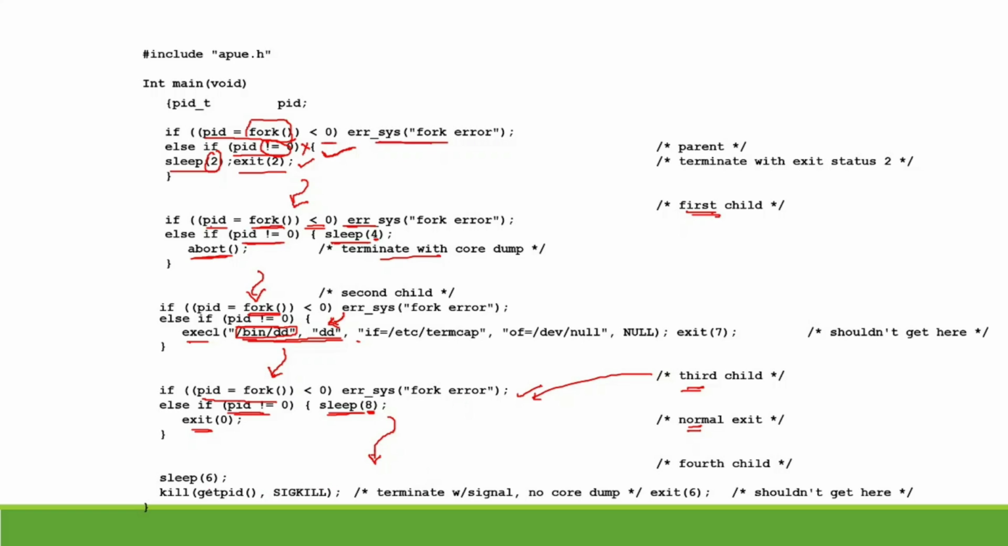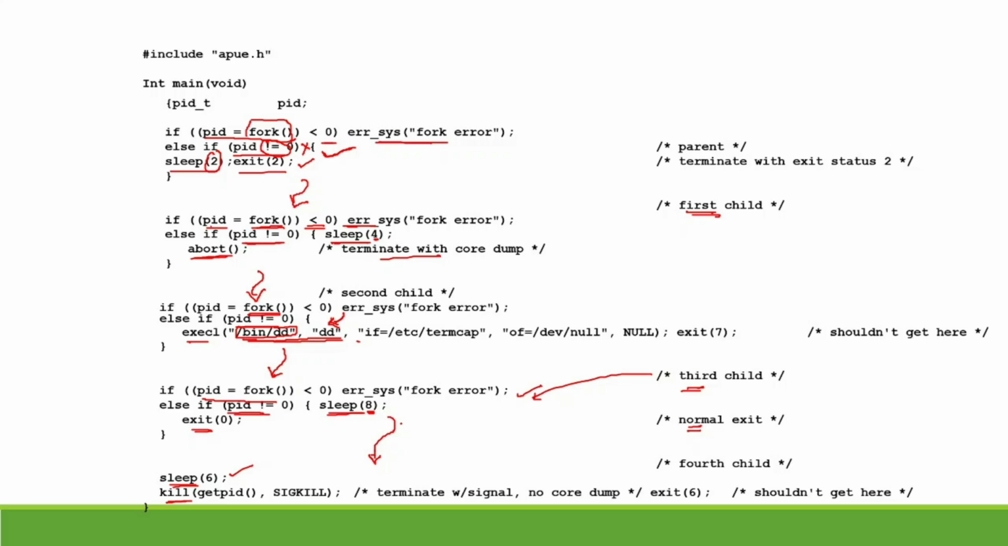So what do we do for the fourth child? We simply make it sleep for 6 units of time, then it will be killed using the kill system call. So this is a small program where we create 4 child processes, and each of these exits in a different manner.